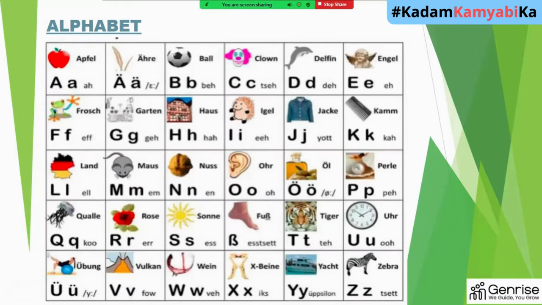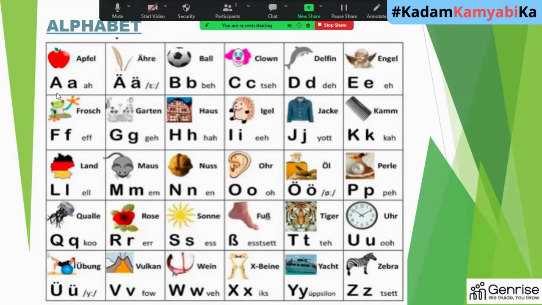Now we learn these 30 new words today. You have to learn these words as homework along with spelling. Let's do this in detail. So, as done, the A sound is the R sound.